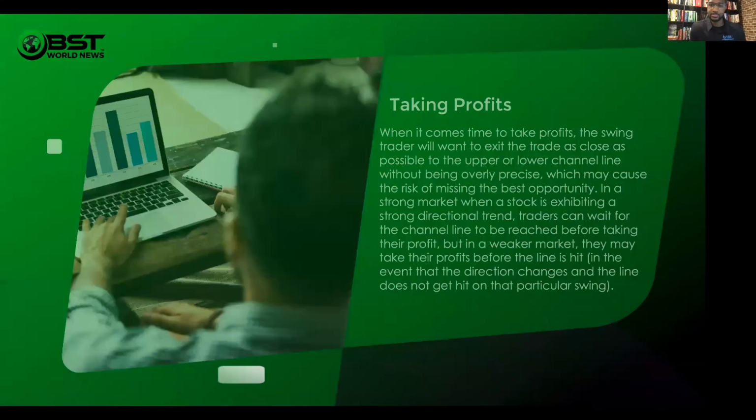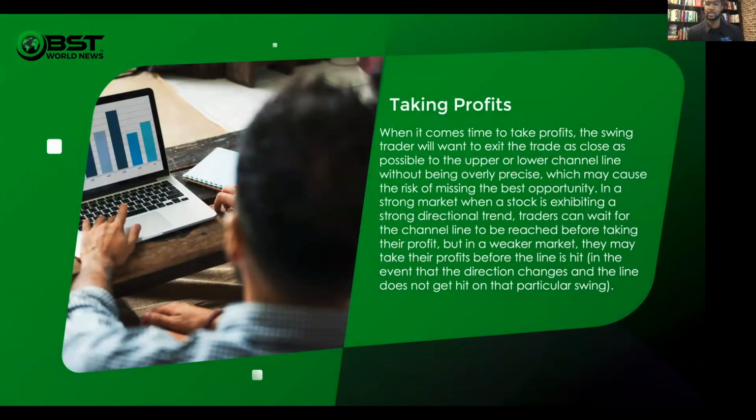All right. So taking profits. When it's time to take profits, the swing trader will want to exit the trade as close as possible to the upper or lower channel line without being overly precise, which may risk missing the best opportunity. In a strong market, when the stock is exhibiting a strong directional trend, traders can wait for the channel line to be reached before taking their profit. But in a weaker market, they may take their profits before the line is hit, in the event that the direction changes and the line does not get hit on that particular swing.